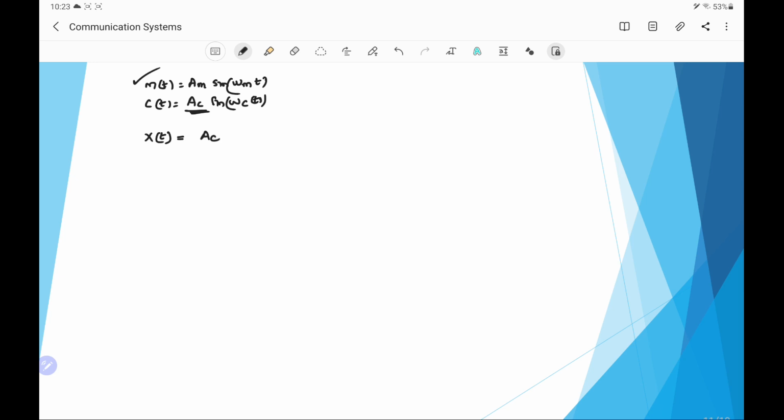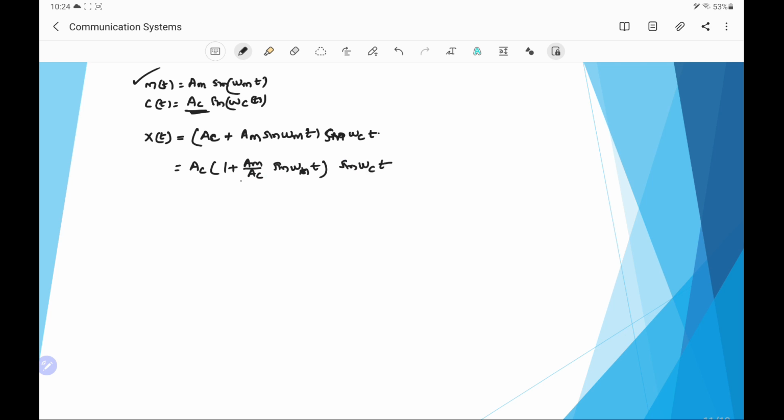This is the magnitude or the amplitude of the carrier wave, and it is varied in accordance with the AM sine omega mt. This is the message signal, or the modulating signal, or the baseband signal, and the remaining is cos omega ct. Now we take common AC, it will be 1 plus Am by AC sine omega mt, sine omega ct.